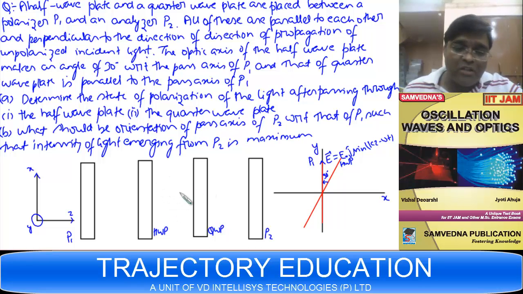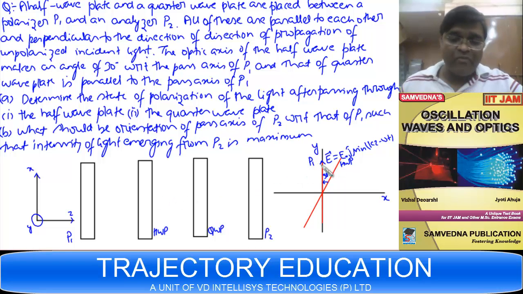So I told you the action of half wave plate on plane polarized light. Upon passing through the half wave plate, this plane polarized light will turn. First of all, when this enters the half wave plate, it will break into ordinary and extraordinary.